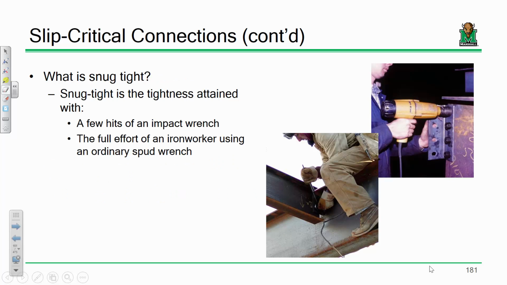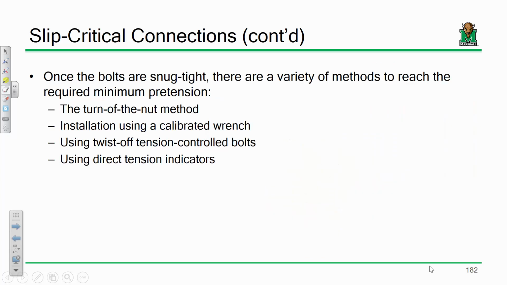Snug tight is what you would attain with the few hits of an impact wrench, or what we would define as the full effort of an iron worker. It's not a super exact science, and you're going to see why here. See what happens with this here in a second. But once you get snug tight, you then apply one of the prescribed methods to achieve that specified pretension. So if we're going to have a slip critical connection, we've got to achieve that degree of pretension.